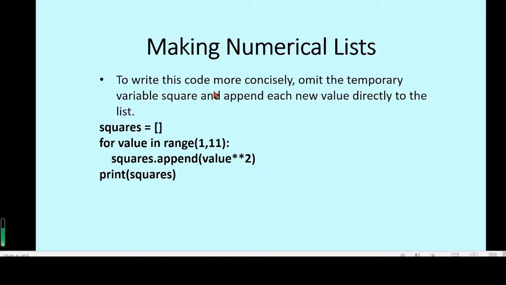And to write this code more concisely, you can omit the temporary variable square and append each new value directly to the list. So we can also start with an empty squares list, then write a for loop with only one statement. For value in range 1 to 11, we calculate the square of this value, then directly append it to this squares list. Then when the for loop is finished, we print out this squares list.